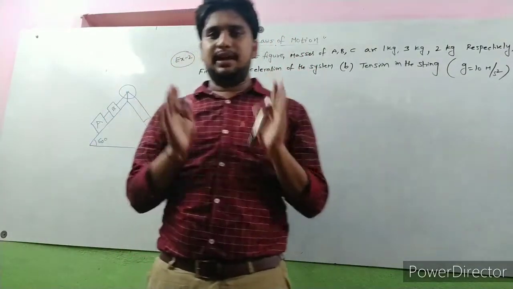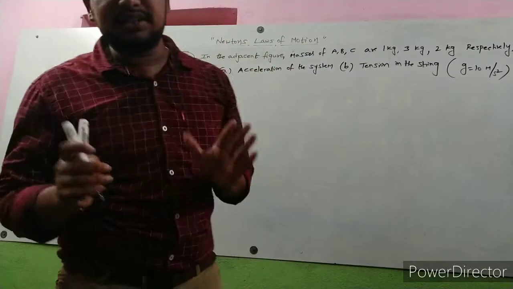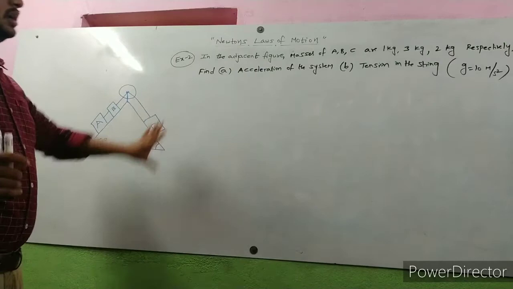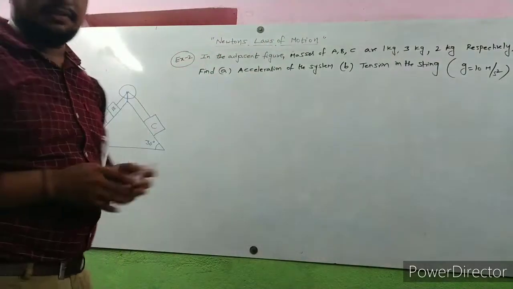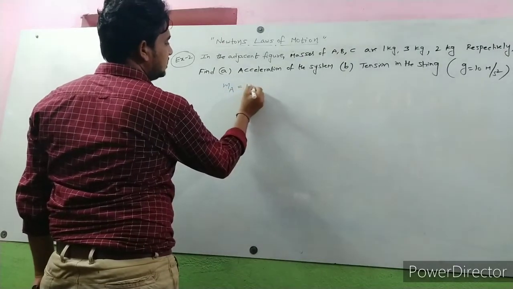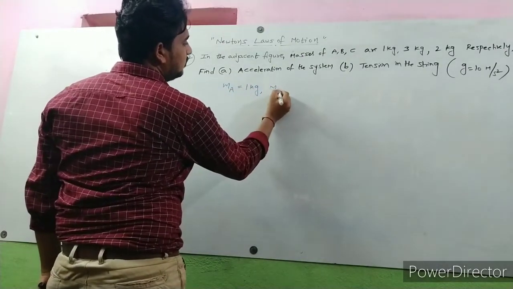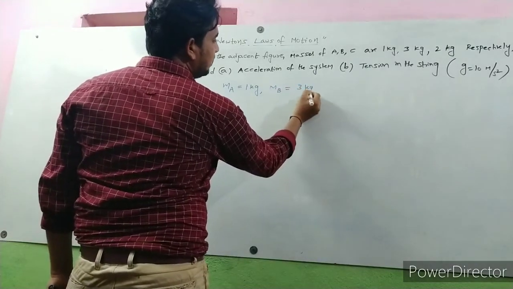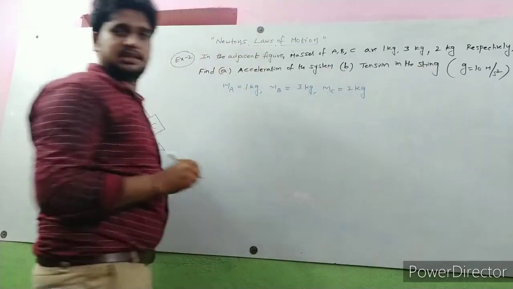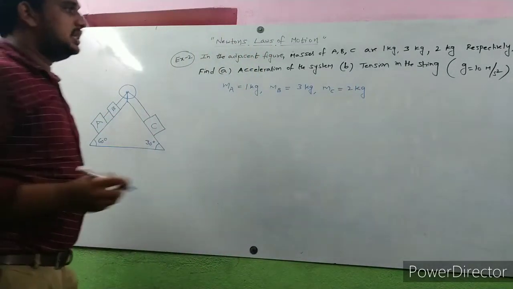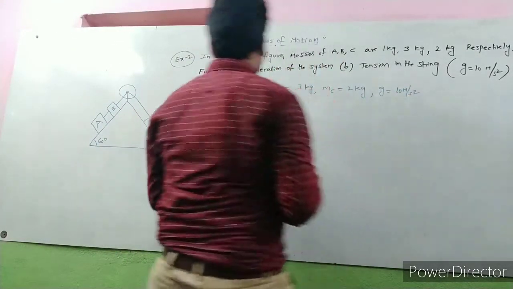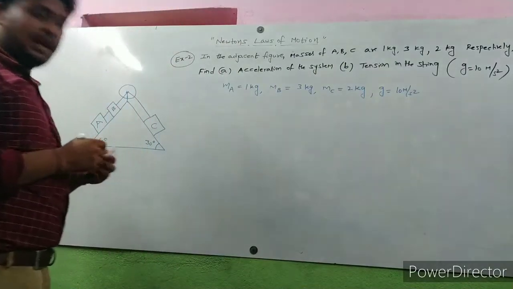So what is the given data? What do we need to find? If any question is given, these two are important. What is the given data? In the adjacent figure, masses of A, B, C are given. Mass of A is equal to 1 kg, mass of B is equal to 3 kg, and mass of C is equal to 2 kg. Next, G value is 10 meter per second square. This is the given data.